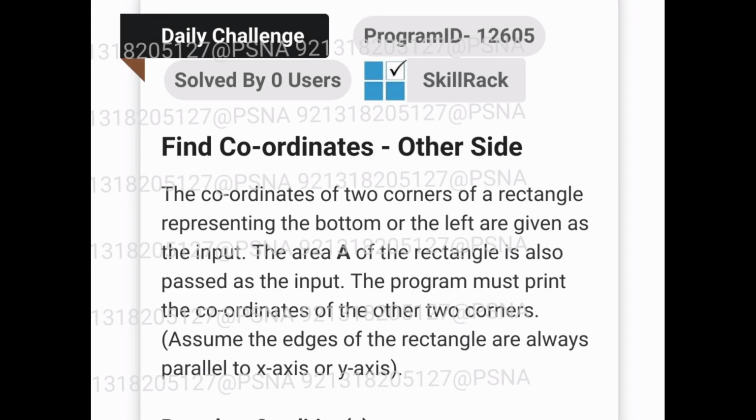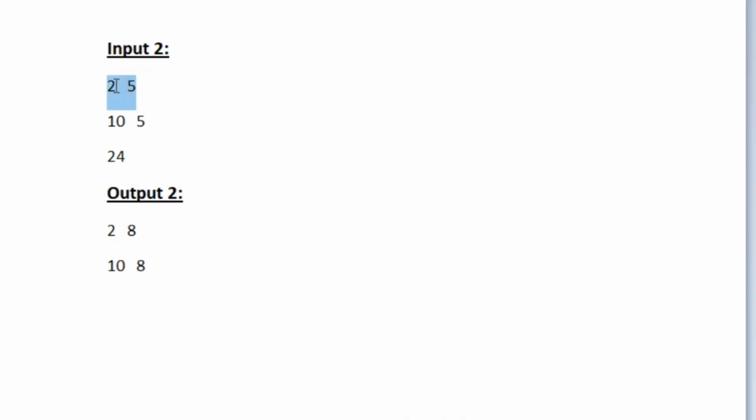This is the question asked in today's SkillRack daily challenge. So we are given two coordinates of a rectangle and we are also given the area of the rectangle. So now using these values we have to find the remaining two coordinates of the rectangle.